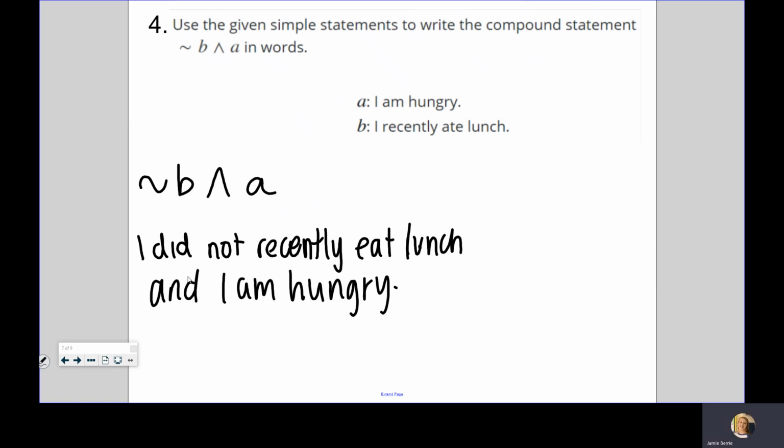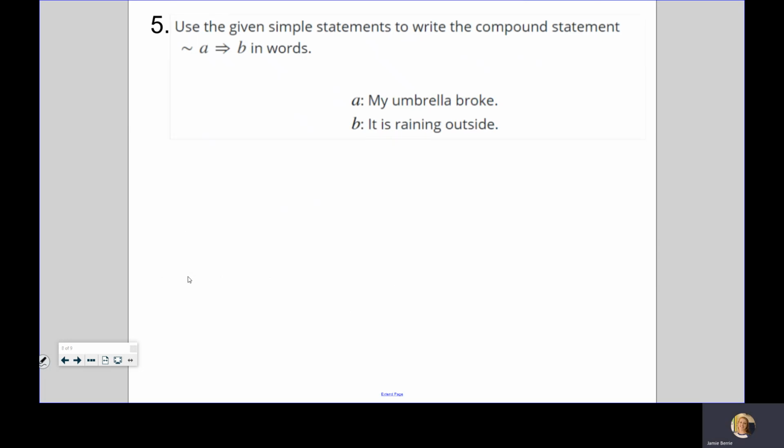I did not recently eat lunch, and I'm hungry. So it sounds really formal, and this is probably not the way you would say it in real life. But again, these are just for practice. If I had thought about this beforehand, I probably would have just used the same 2 statements for every example. That way you didn't have to write as much, but I didn't think about that until yesterday, after I'd done this like 3 times already.